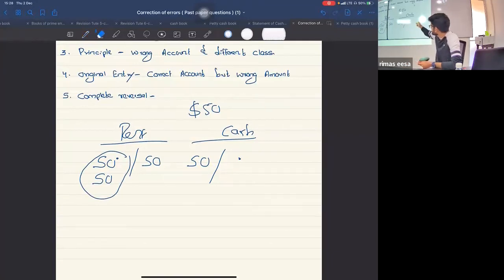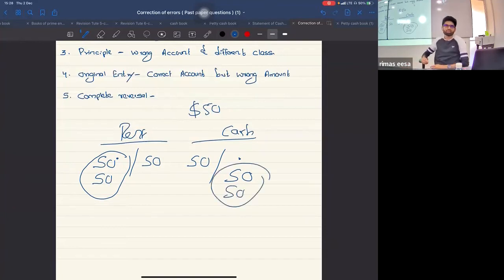Same thing with cash. Cash should be 50 on the credit side. But if I put only 50 on the credit side, your answer is not perfect because you made a mistake before. First you have to cancel the mistake, and after that make the correction. So the rule to remember: whenever you come across errors of complete reversal, while correcting, double the amount. Is that clear? While correcting, always double the amount.